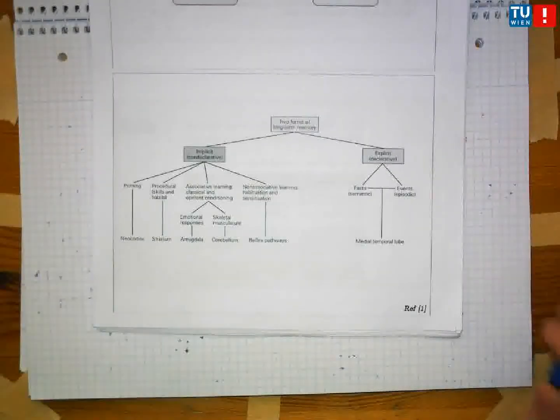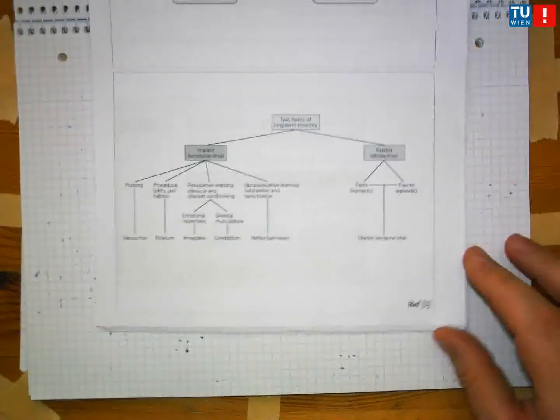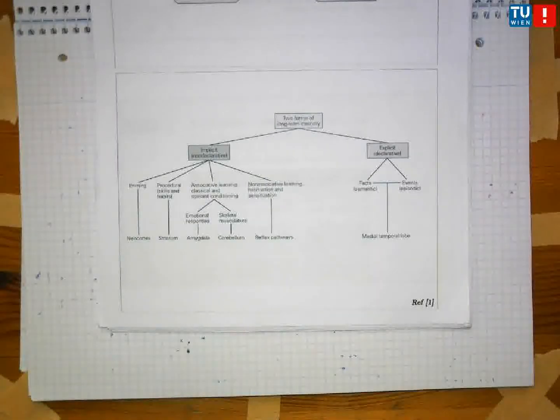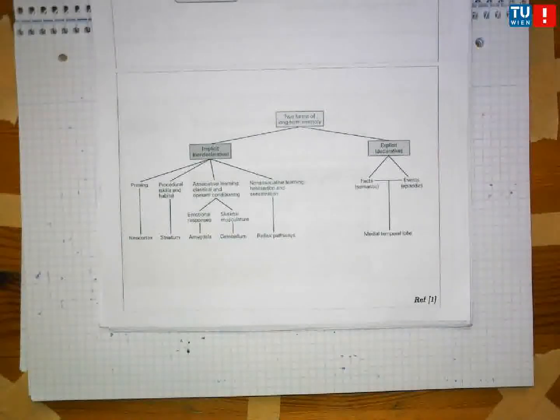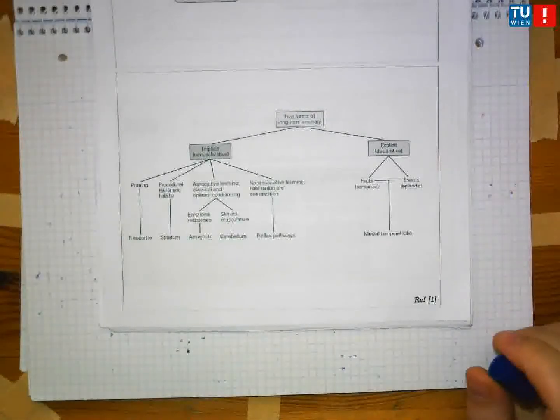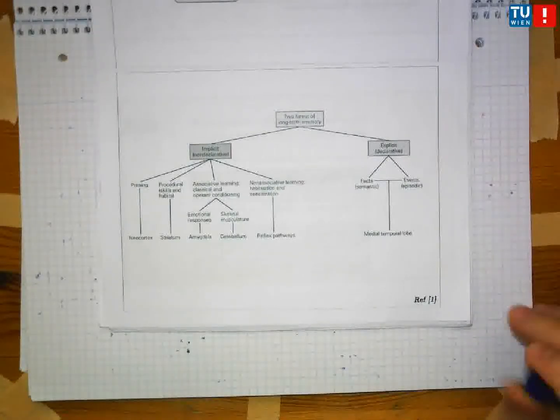This is from the book of Kandel, Schwartz et al. I hope it's okay to use it. It's a simple bar chart, so there should not be a big copyright issue, and it's anyway something that is physical reality and not a creative result. Okay, so what types of memory do we have?